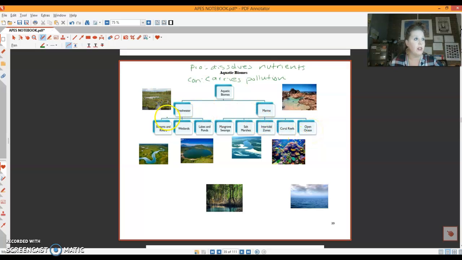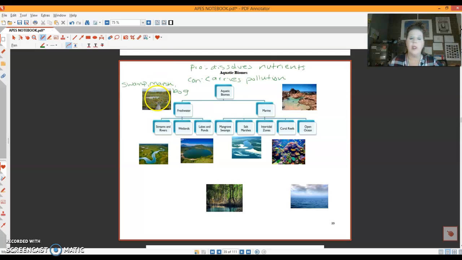So let's focus on the freshwater ones first, because those are the easiest ones, honestly. So this first picture right here, these are the freshwater ones. This is going to be what we call a swamp, a marsh, or a bog. This is a type of wetland, okay? So you can see that there are surface level plants, but the roots are completely submerged in water, so that's why it's called a wetland.